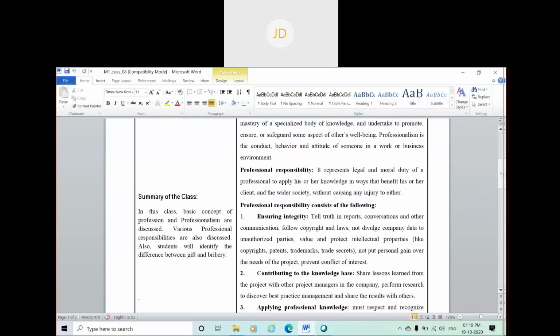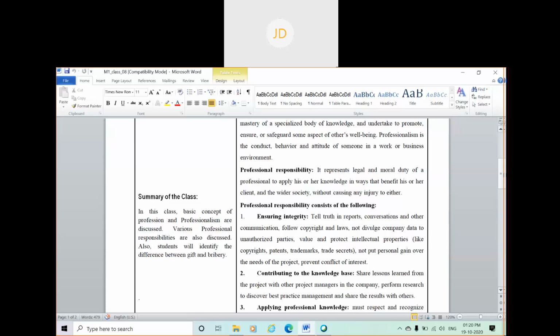First, tell the truth in reports. That means you should not manipulate the results or findings in a report. In conversation and other communication, you should not manipulate your statements. Follow copyright and laws. Regarding copyright and laws, I think it is already discussed by me as well as by Chinumani ma'am. If not, we're going to discuss copyright soon. Then we should not misuse the company's data to unauthorized parties. You should not share your company's secret details. Value and protect intellectual property like copyrights, patents, trademarks, trade secrets, etc.